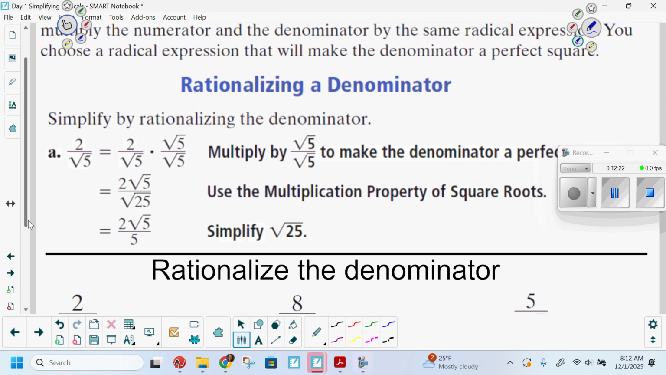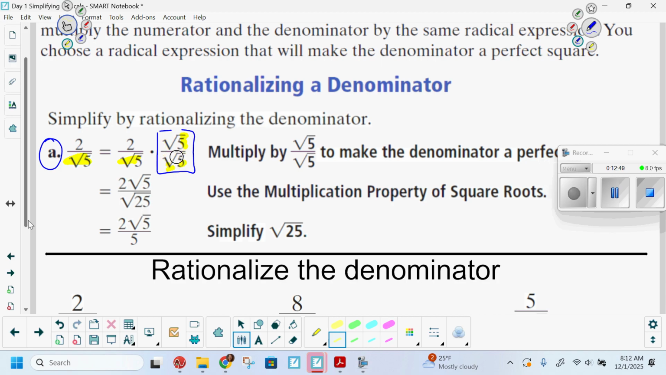So looking at this example here at A, I have 2 over radical 5. This radical 5 down here is making this expression not simplified. So what we need to do to get rid of this radical 5 down here is we're going to multiply by 1. Radical 5 over radical 5. This has a value right here of 1. That whole thing equals 1.